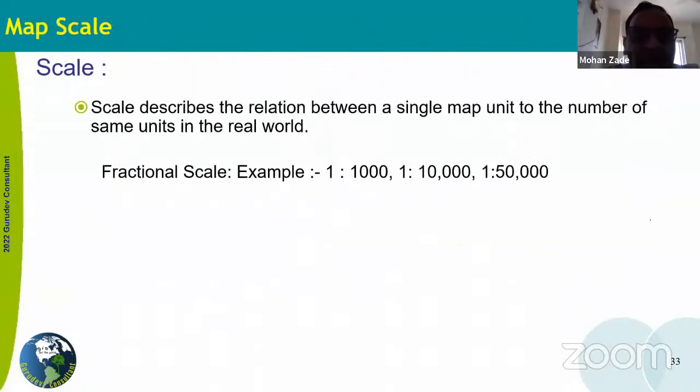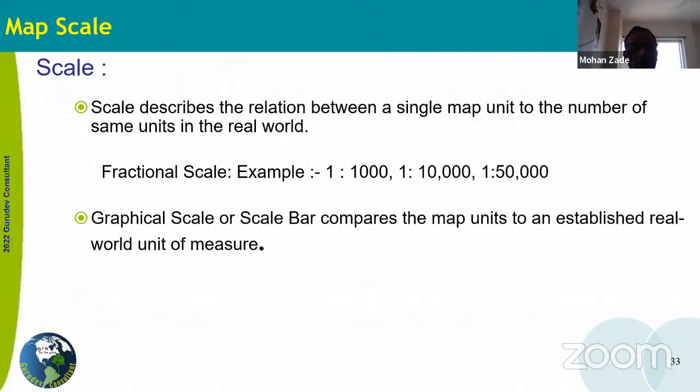Now the map scale: a scale describes the relationship between a single map unit and the number of the same unit in the real world. And it is always a fractional scale, that is 1:1000, 1:10,000, 1:50,000. That means 1 unit on the map is equal to 1000 units on the ground. Likewise, if you have 1 centimeter on the map, it will be 1000 centimeters on the ground. And secondly, it can have a graphical scale like this one, where you can put your scale and measure the distance or area.